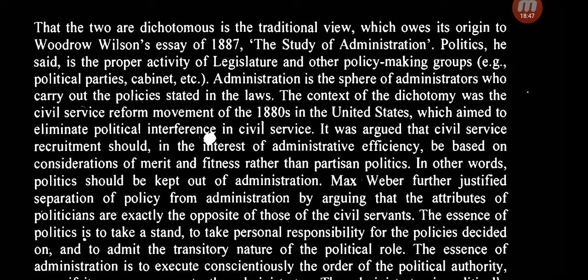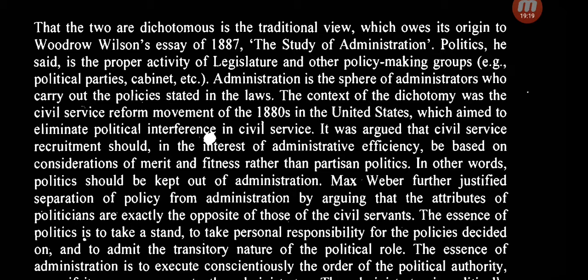The context of the dichotomy was the civil service reform movement of the 1880s in the United States, which aimed to eliminate political interference in civil service. It was argued that civil service recruitment should, in the interest of administrative efficiency, be based on considerations of merit and fitness rather than partisan politics. In other words, politics should be kept out of administration.